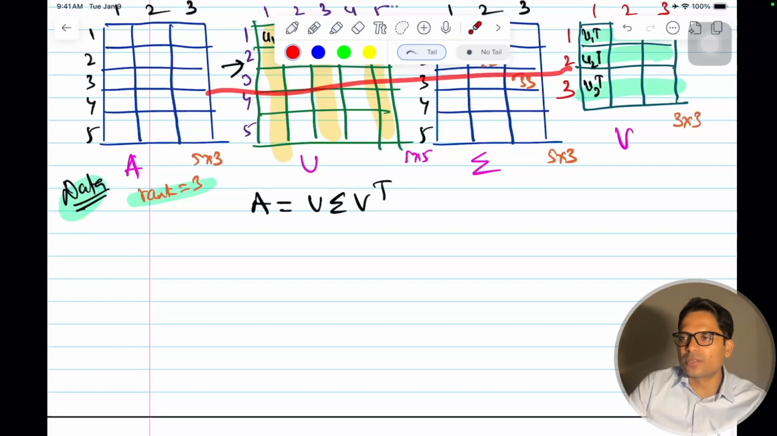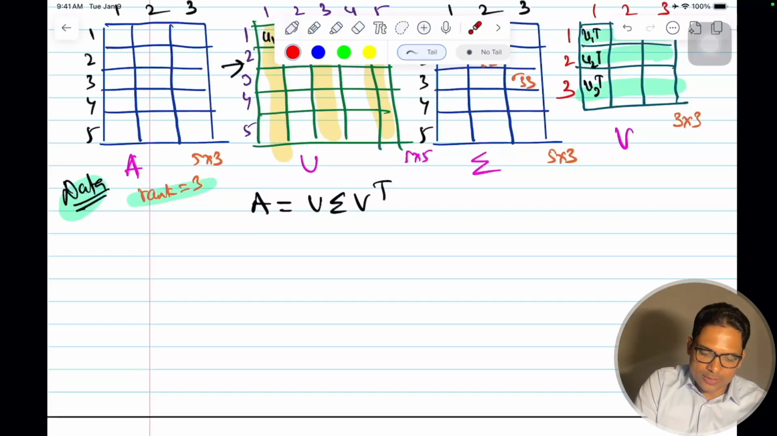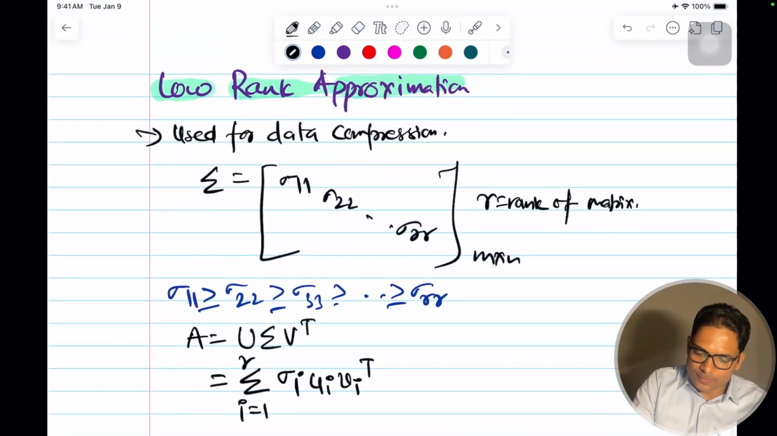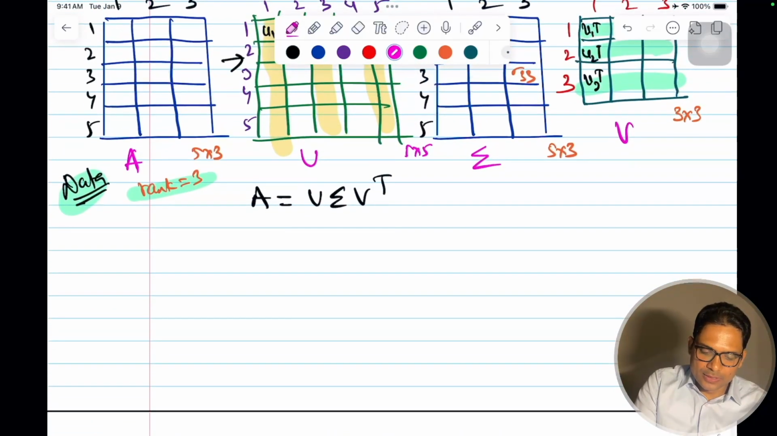This also has a name based on some scientist's name. This is called the Eckart-Young theorem. So just refer to that too. I'll write it somewhere so that you remember. Just refer to the Eckart-Young theorem.